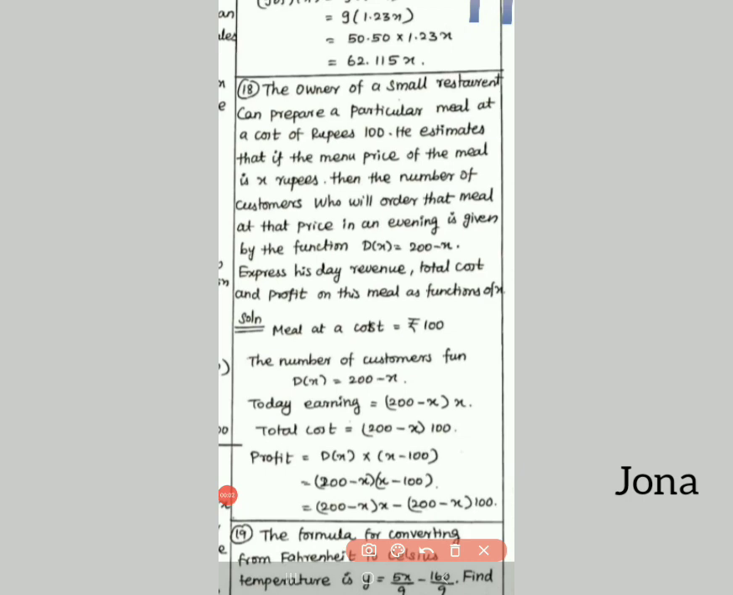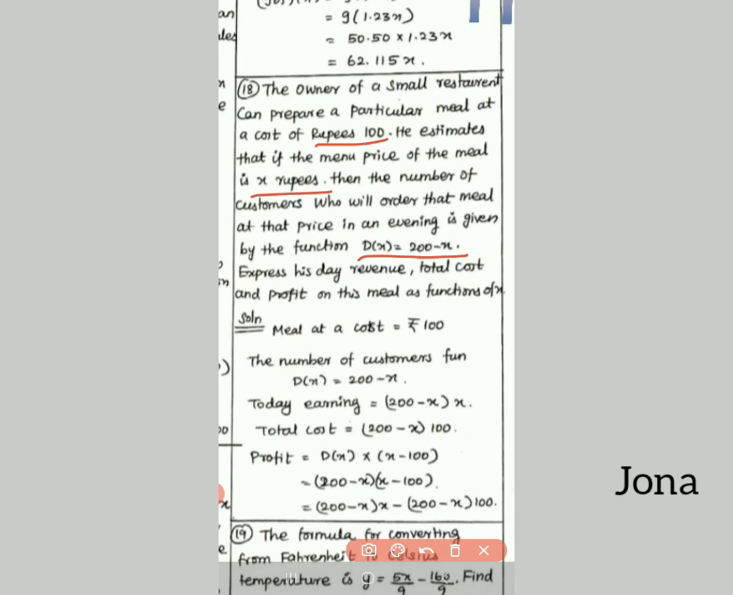The owner of a small restaurant can prepare a particular meal at a cost of rupees 100. The cost of the meal is rupees 100. He estimates that if the menu price of the meal is x rupees, then the number of customers who will order that meal at that price in the evening is given by the function d of x equal to 200 minus x. Express the day's revenue, total cost and profit on the meal as functions of x.